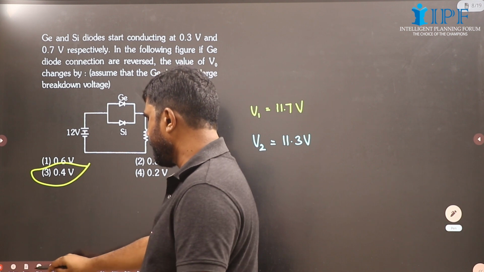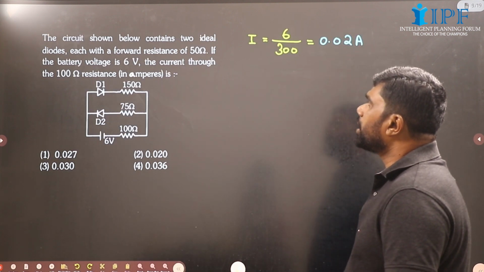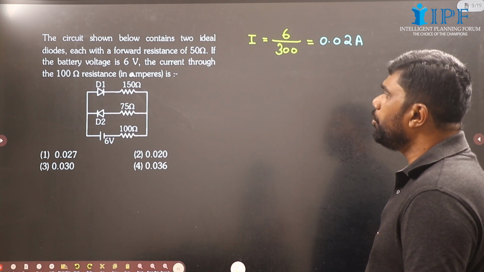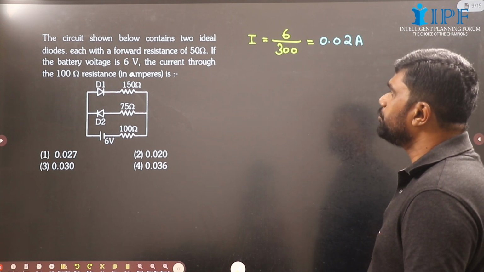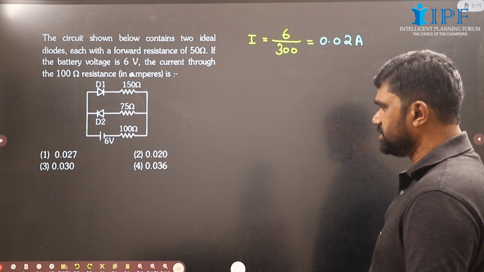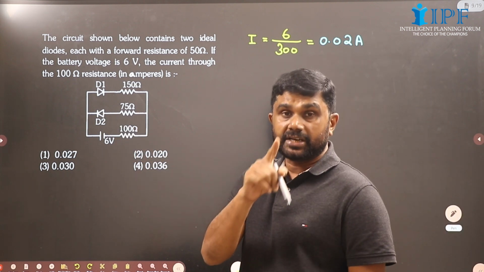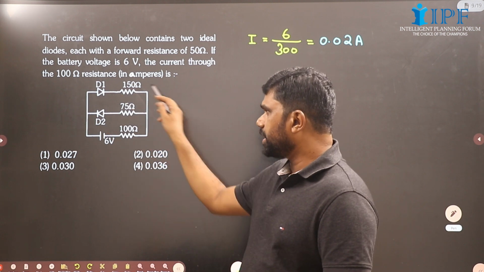Now the circuit shown below contains two ideal diodes with a forward resistance of 50 ohm. If the battery voltage is 6 volt, the current through the 100 ohm resistance will be? See, this is reverse biased and it will be in the non-conducting mode. Only this will be conducting.